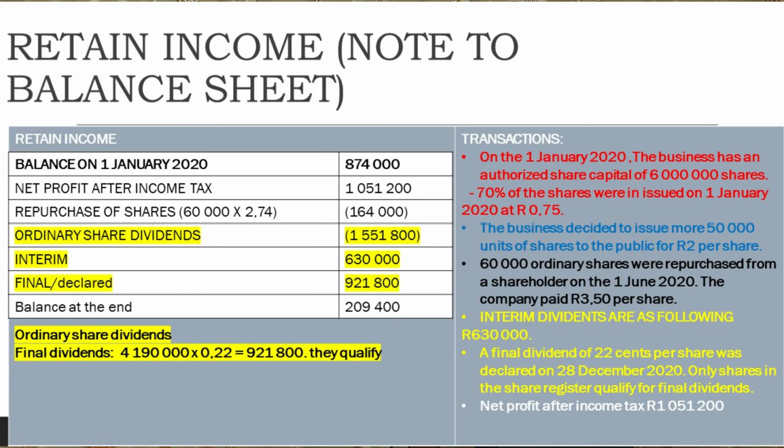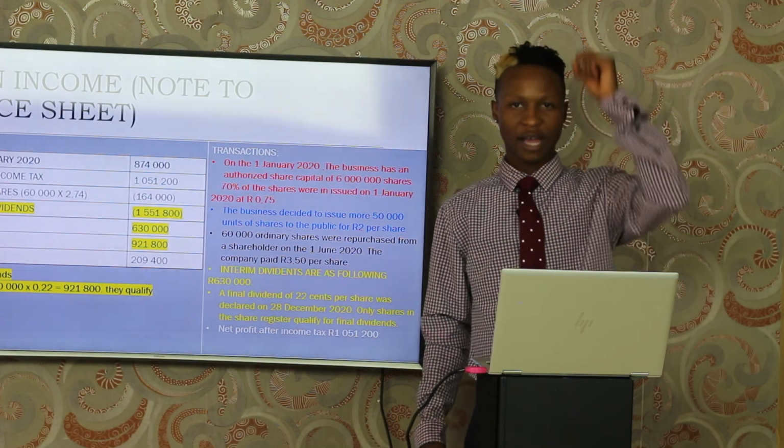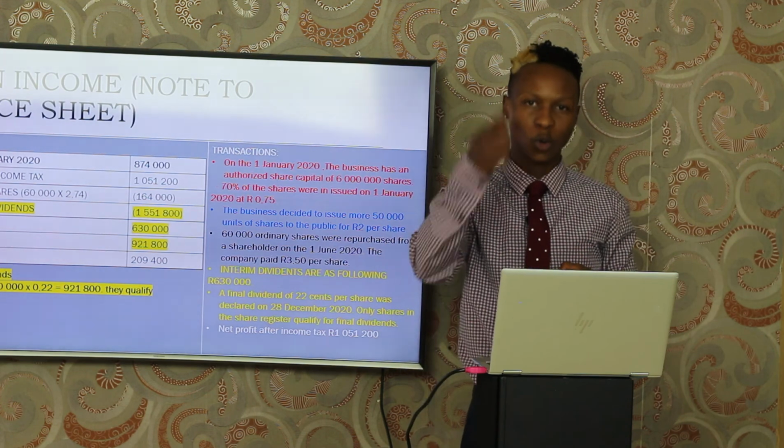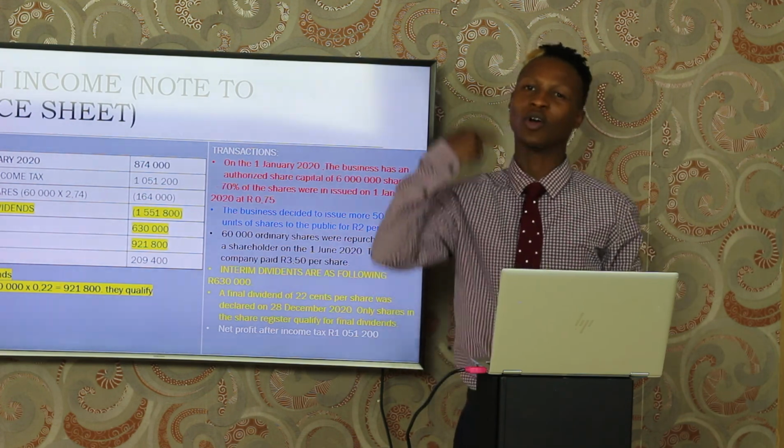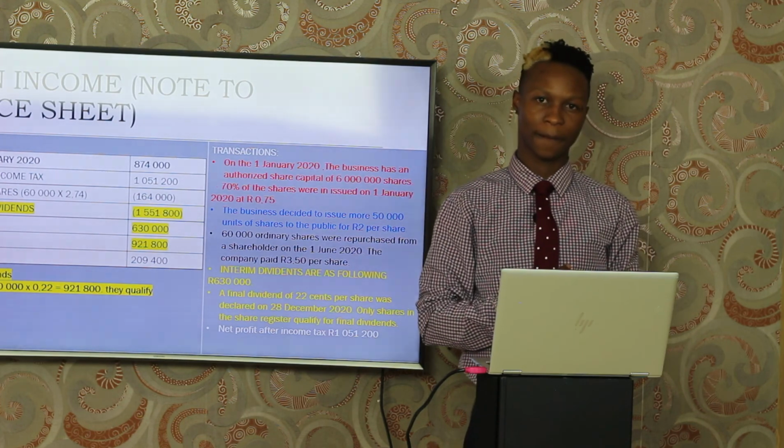So, and then we have our opening balance for retained income plus our net profit, subtract our repurchase of shares because of that bracket, and then subtract ordinary share dividends, bracket, and then at the end of the day we have our balance at the end, which is balance brought down, balance carried down. We are going to use this amount again when we open our note to balance sheet of retained income, or whenever we open our retained income ledger account.